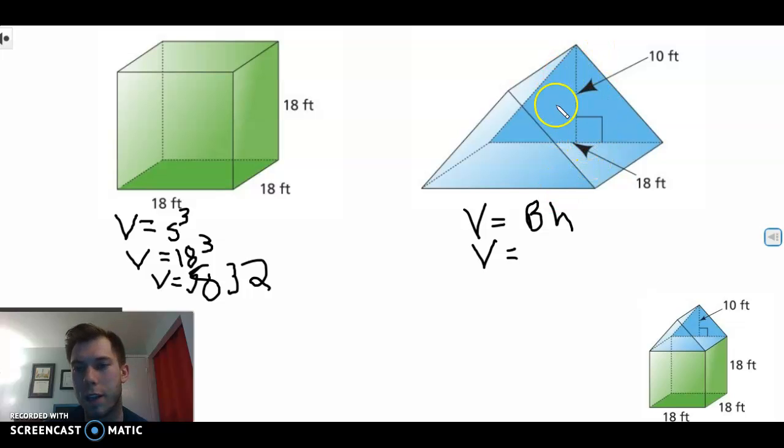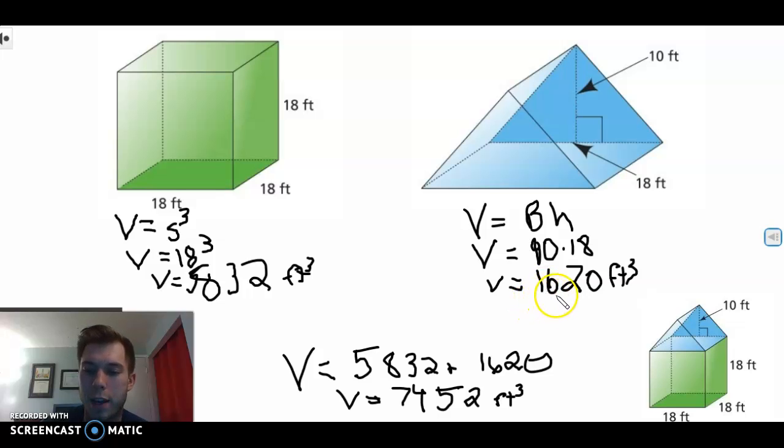Now continuing on, we would have to figure out what the volume of this triangular prism is going to be. You would need to find the area of one of the triangles. In this case, it would be 10 multiplied by 18 multiplied by half, which gets you 90 feet squared, multiplied by the height, which in this case would also be 18, because this side would be congruent to this side, which gets us the 18. That gets you the volume of 1,620 feet cubed. You can then add the two volumes together to get 7,452 feet cubed for the entire volume of the composite figure of the two prisms together.